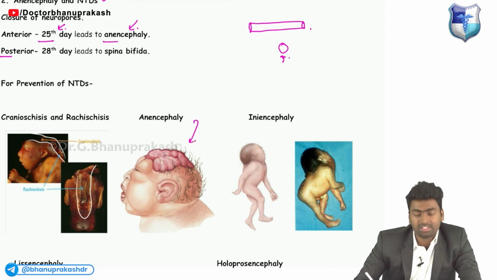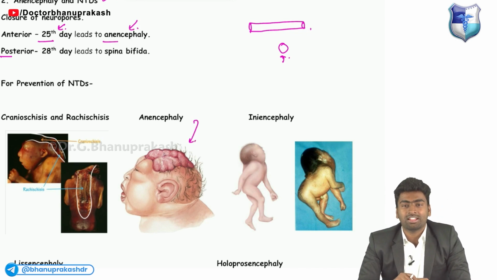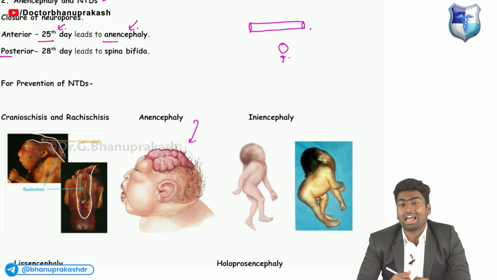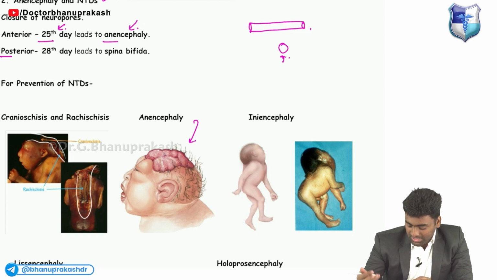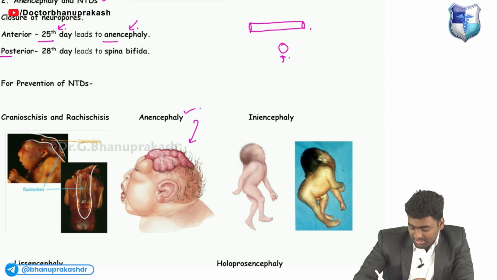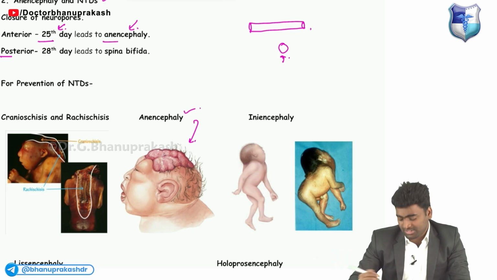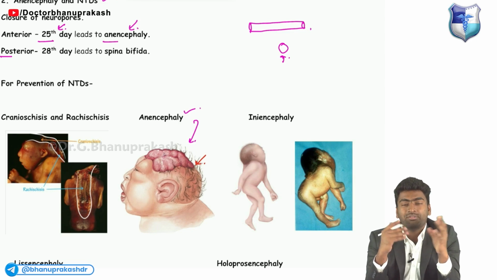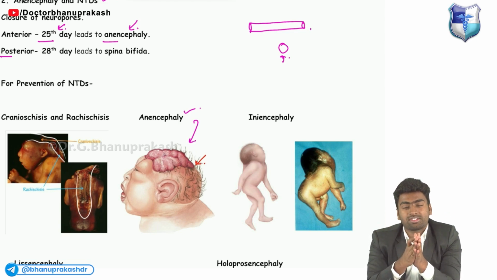This is anencephaly. They asked in an FMGE question: which of the following neural tube defects happens due to failure of closure of the anterior neuropore at the 25th day? What will be your answer? It is anencephaly. I told you anencephaly is the failure of closure of the anterior neuropore, and we know this anterior neuropore also consists of the skull.